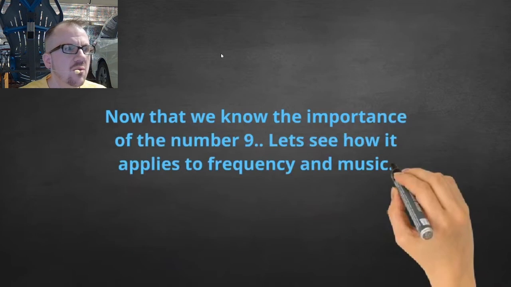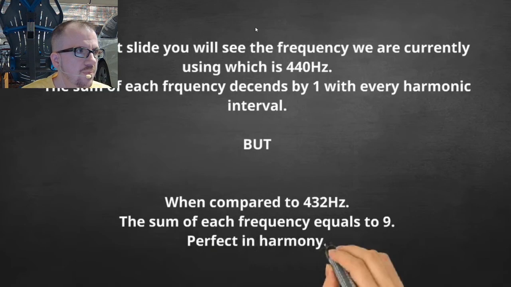All right, so now that we know the importance of 9, let's see how it applies to music. So I'm going to go ahead and pause right here, and we're now going to apply this information to music. And I think a lot of people will find this interesting because vortex math, 3, 6, and 9, it all flows perfectly into the harmonics of music. All right, so let's go ahead and jump into it. In the next slide, we're talking about music in 3, 6, and 9.